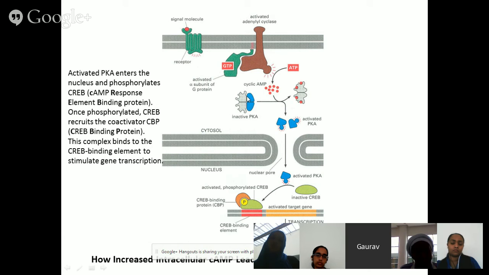This cyclic AMP will bind with the inactive protein kinase A. After binding, the regulatory subunits will dissociate from the catalytic subunits. These catalytic subunits later will enter the nucleus. Inside the nucleus, they will bind with the DNA elements, producing transcription, translation, and protein synthesis.